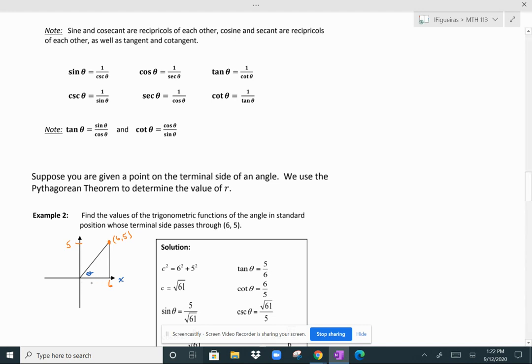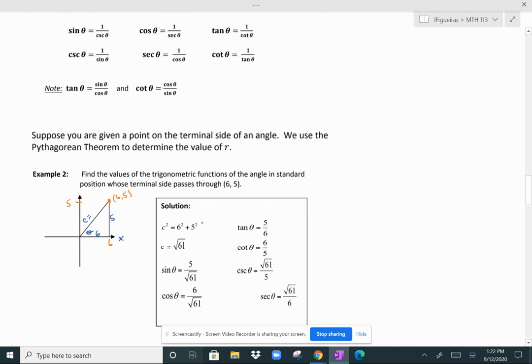So this one is 6 units, this one is 5 units, but in order to figure out the hypotenuse, I called it C in this problem, but C or R, however you want to call it, it is the hypotenuse. So use the Pythagorean Theorem and take the square root of both sides, so you get that C is root 61. Okay, so remember now the Sohcahtoa. Sine is opposite over hypotenuse. So opposite of theta is 5, hypotenuse is root 61.